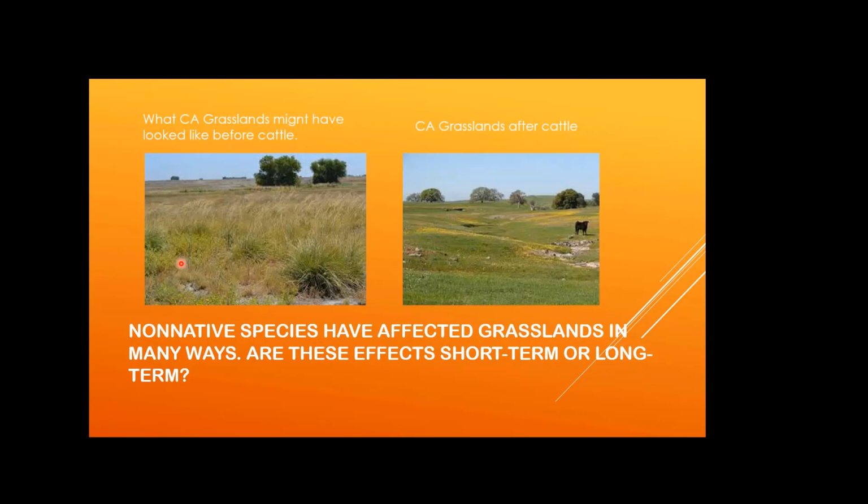So non-native species have affected grasslands in many ways. Are these long-term or short-term effects? This is what it used to look like. Again, we had a lot of these California grasses here. And this is what it looks like now. So you can have your own opinion. Do you think it's going to continue to look like this, and other non-native species are going to take hold and slowly take over? Or do you think it's going to go back to the way it was?